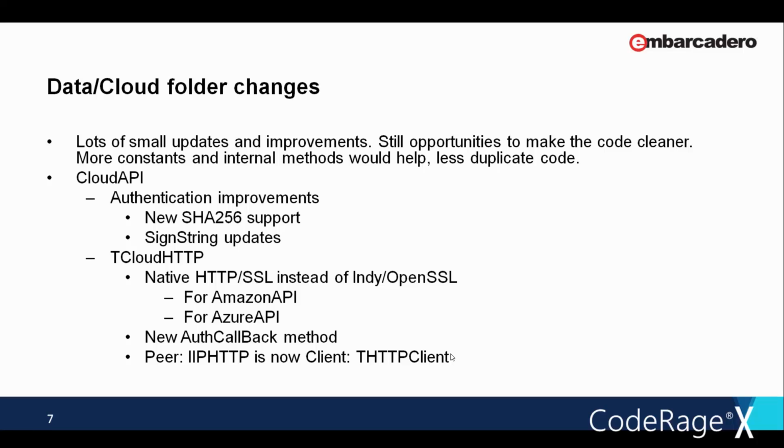Cloud HTTP, the HTTP changes in the runtime library are very broad because the native HTTP and SSL support is now used instead of Indy and OpenSSL. So that also applies to the descendant consumers, like what's found in the Amazon API and the Azure API. There's also a new auth callback method for Cloud HTTP, and what used to be IP HTTP, the peer property, is now called client, THTTP client. So if you needed to communicate directly with it, you'll be using client rather than peer.